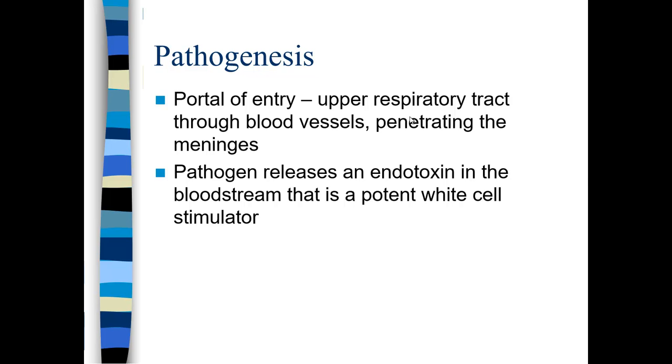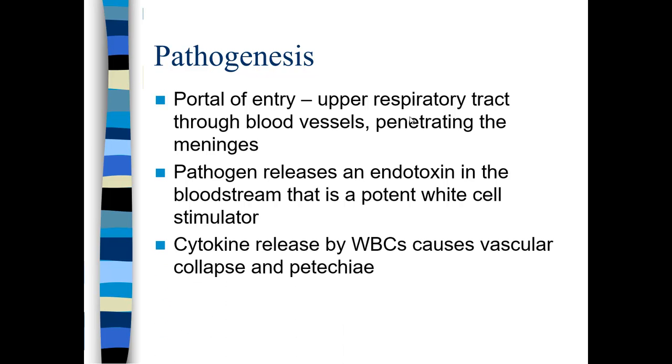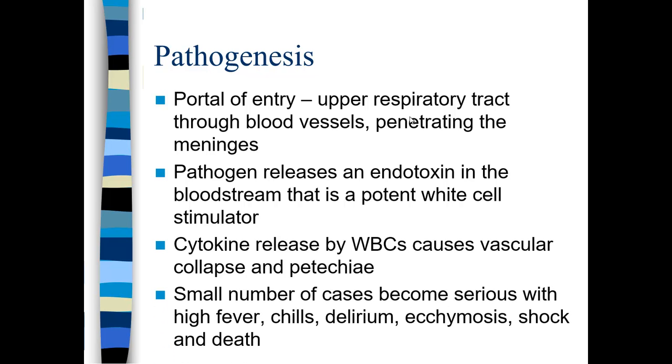It releases an endotoxin that is a potent white blood cell stimulator. And then this will cause cytokines to be released by white blood cells, and they will cause a vascular collapse, just because the cytokines will create a system where your vascular system then just dilates completely. And then you also get characteristic marks, sort of spidery marks on your skin called petechiae. And these can become serious with high fever, chills, delirium, ecchymosis, shock, and death.